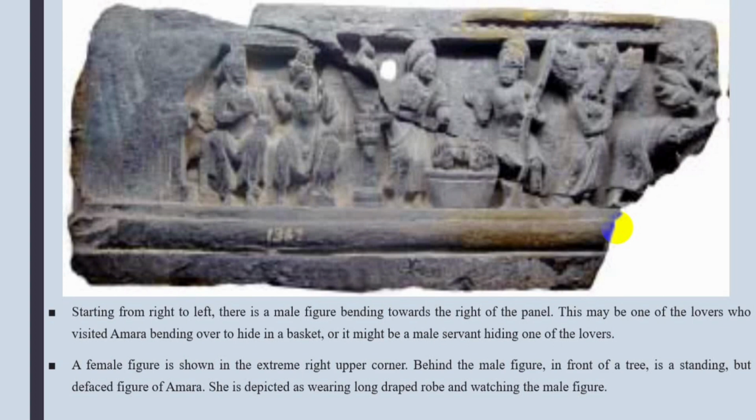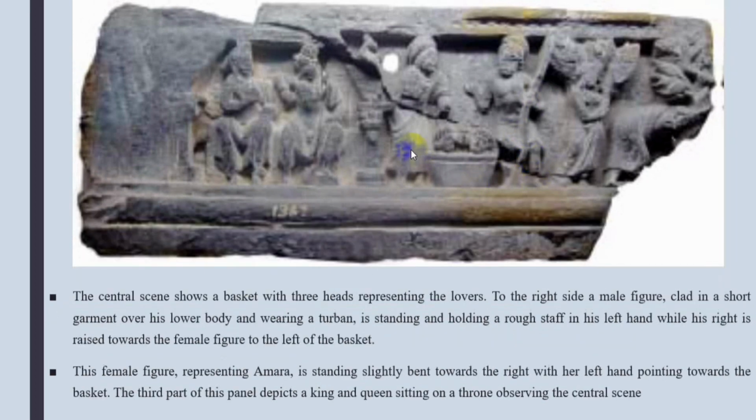A female figure is shown in the extreme upper right corner. Behind the male figure, in front of a tree, is a standing but defaced figure of Amara, depicted wearing a long draped robe and watching the male figure. The central scene shows a basket with three heads representing the lovers. To the right side, a male figure clad in a short garment over his lower body and wearing a turban is standing and holding a rough staff in his left hand, while his right hand is raised towards the female figure to the left of the basket. This female figure representing Amara is standing slightly bent towards the right.